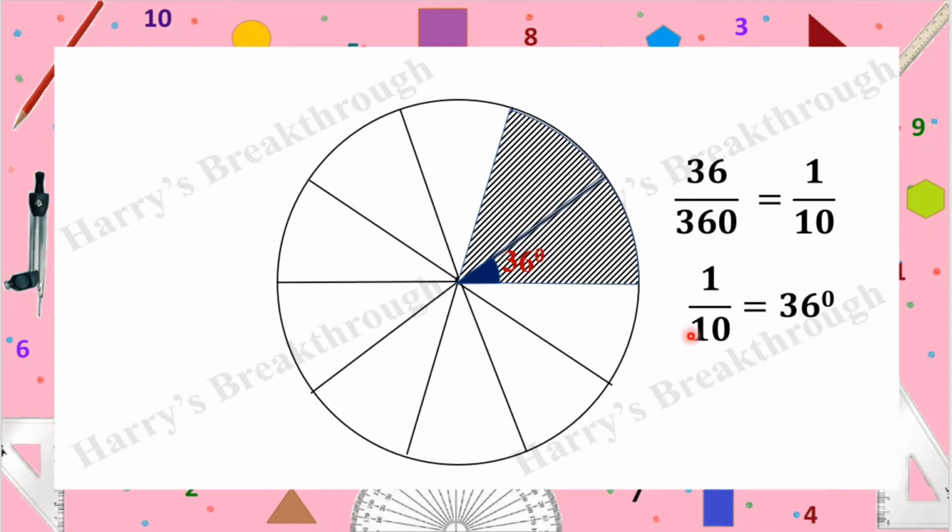Here for one part, we represented it as 1 by 10. So if it is two parts, we can represent it as 2 by 10. That is 2 parts of 10 equal parts. So 2 by 10, and if you reduce this 2 by 10, we will get 1 by 5. And 1 by 5 is equal to 72 degrees. Like this, you can use fractions to represent these angles.